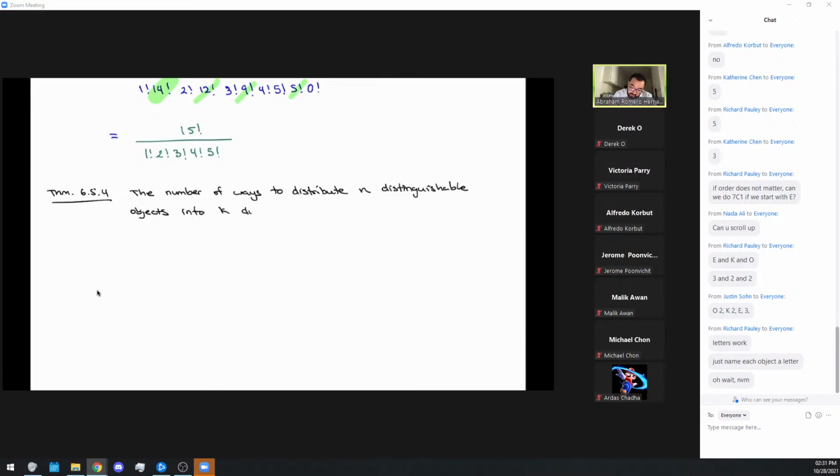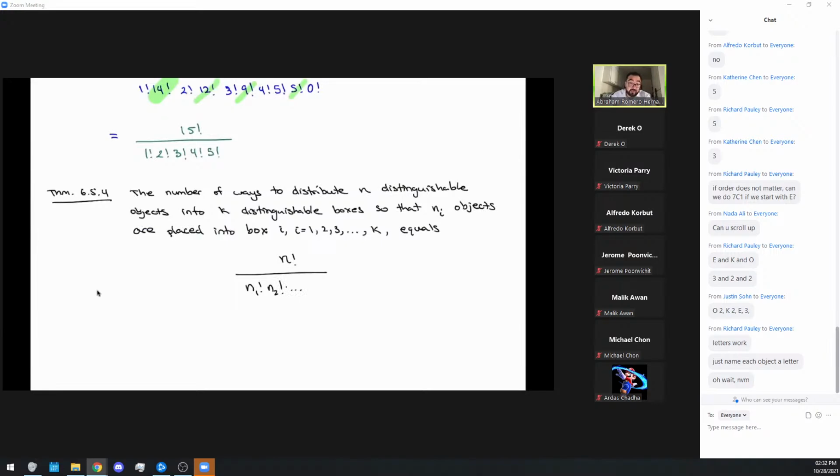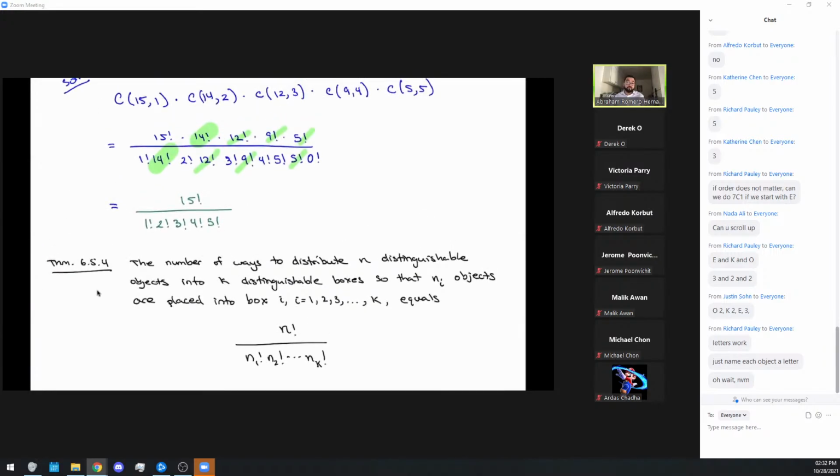into K distinguishable boxes, so that N sub I objects are placed into box I, where I is equal to 1, 2, 3, all the way to K, equals N factorial over N sub 1 factorial, N sub 2 factorial, all the way to N sub K factorial. So it's pretty much what we were doing earlier.